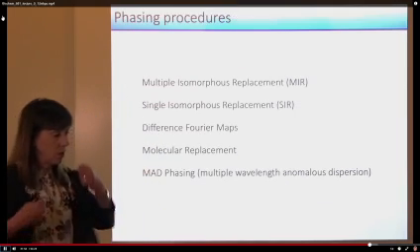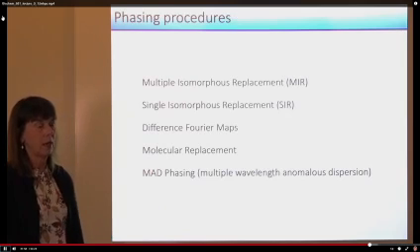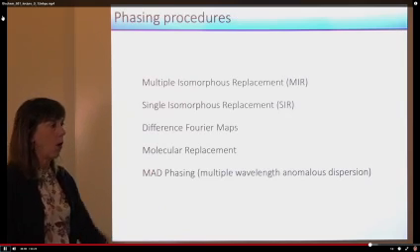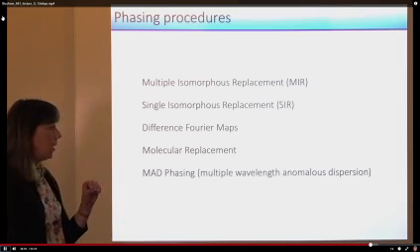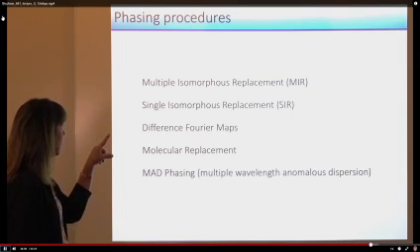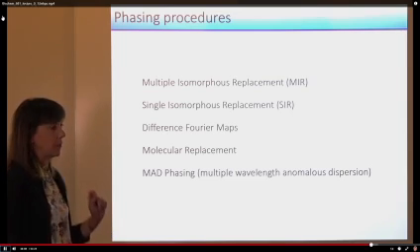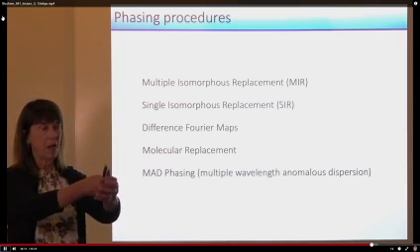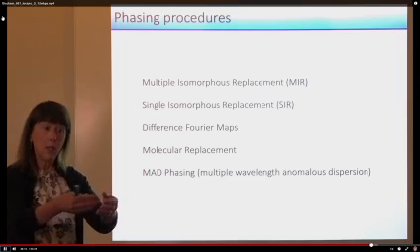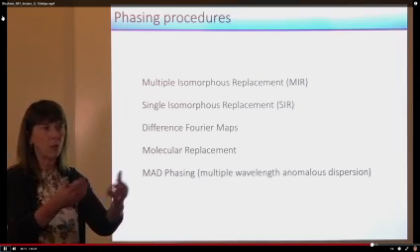Now, if you look back in the 50s and 60s, all this was being worked out. It's amazing how they were able to work it out. And what they used to do is multiple isomorphous replacement or single isomorphous replacement. Now what does that mean? Well, you take your crystal and you collect X-ray data. And then you move your crystal to some heavy atom like methylmercury chloride.